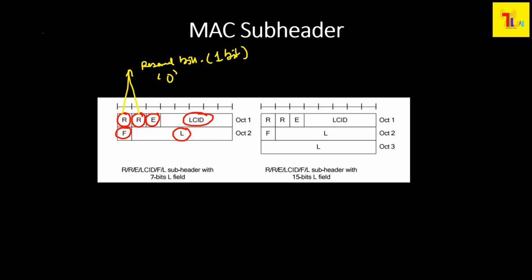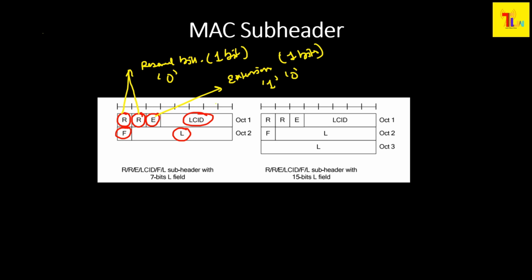Let's talk about E. E is the extension bit, which is also 1 bit. I will take an example for this also. If there are more fields in that particular subheader, then this extension bit will be 1. If not, then it will be 0.